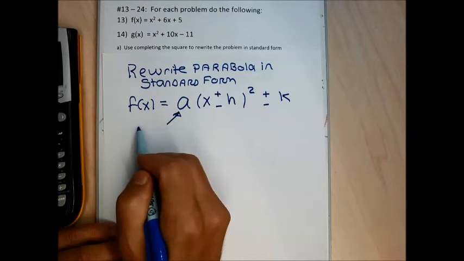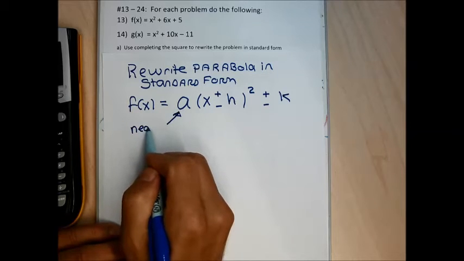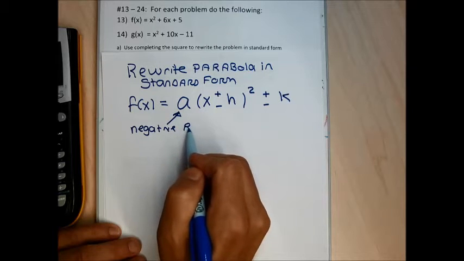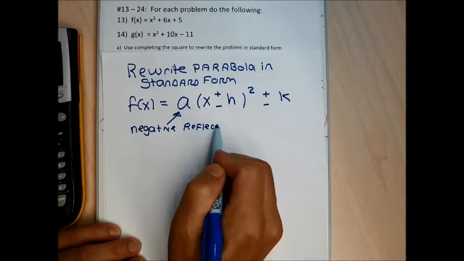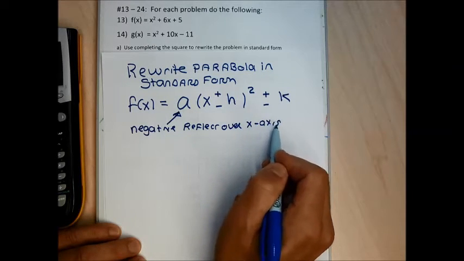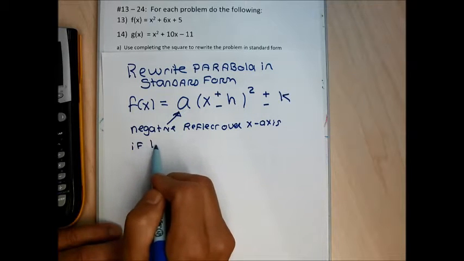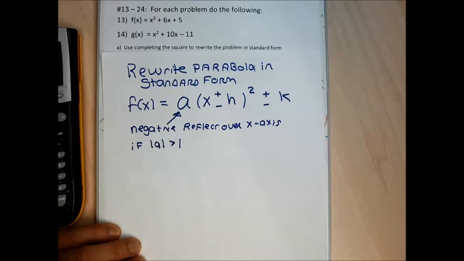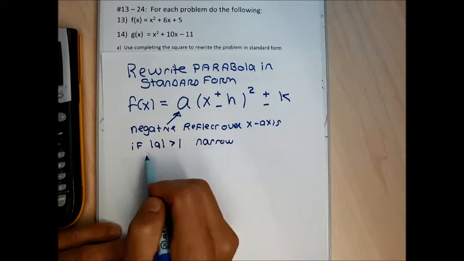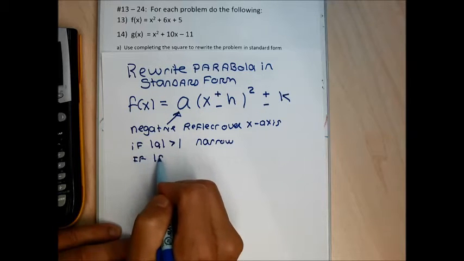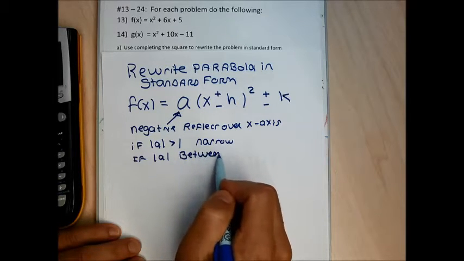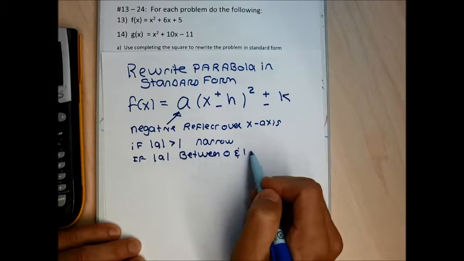Very specifically, if this a is a negative number, the graph is going to be reflected over the x-axis. And then if I make the number positive and it's bigger than 1, the graph is going to be narrow. And when you make the number positive and it's between 0 and 1, the graph is going to get wide.